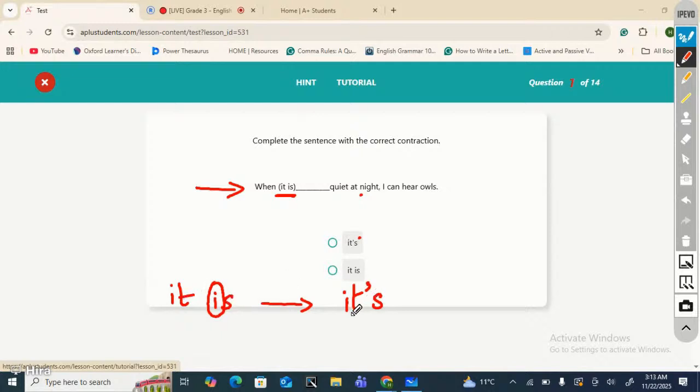In place of this letter, I have added an apostrophe, which shows that one letter is left out. It is becomes it's. So it's, option one, is the contraction of these two words, one pronoun and a verb. When it's quiet at night, I can hear owls.